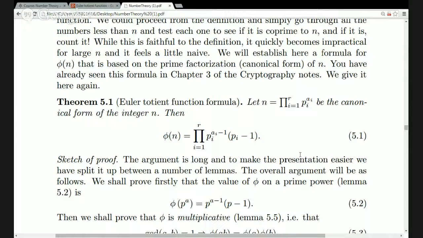So, let's just have a quick look at how we might apply that, just to make it concrete what I mean. So let's consider n equals 36.